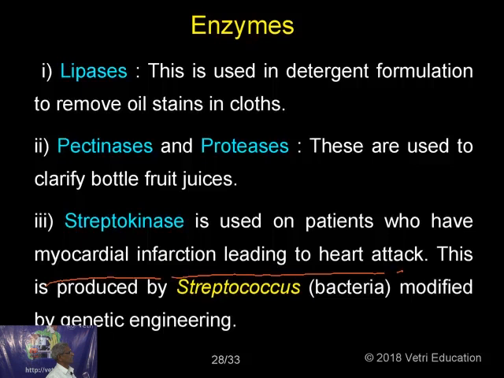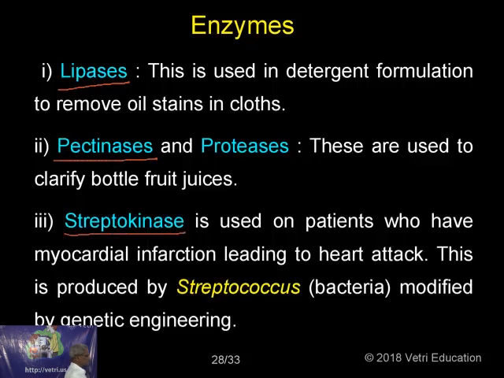Then, the enzyme category. In the enzyme category, you have the lipases, pectinases, then streptokinase, and of course the protease also. Lipase is used in detergent formulation to remove oil stains in cloth. Pectinases and proteases are used to clarify bottled fruit juices. Streptokinase is used on patients who have myocardial infarction leading to heart attack. This is produced by Streptococcus bacteria, modified by genetic engineering.